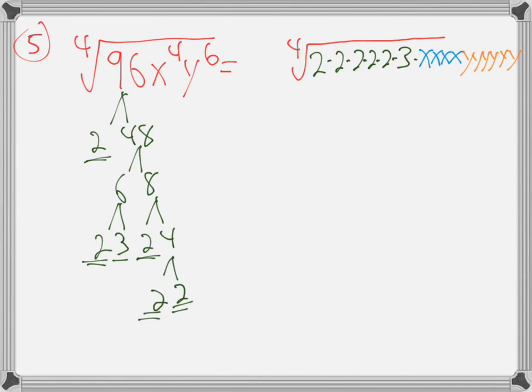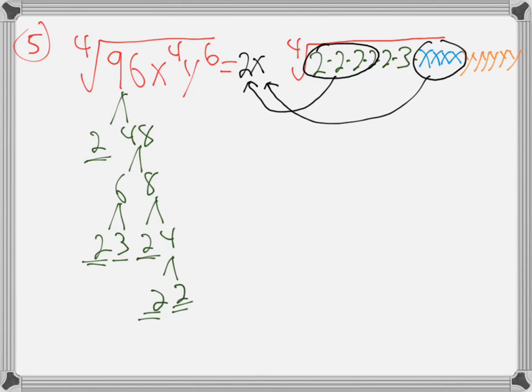What is the deal? 4 for 1 deal. So 1, 2, 3, 4 2's. Out comes a 2. 4 x's. Out comes an x. 4 y's. Out comes a y. So we have 2 x and y in the front. Okay. And keep the 4 in the hook here.